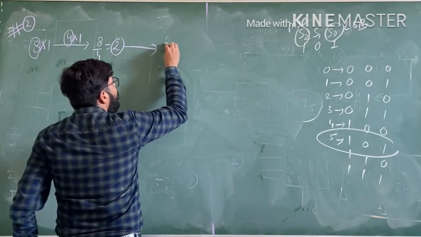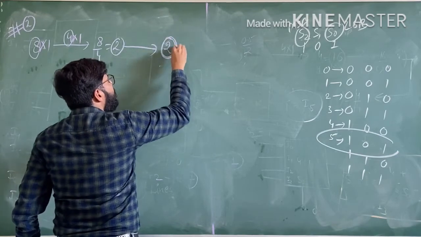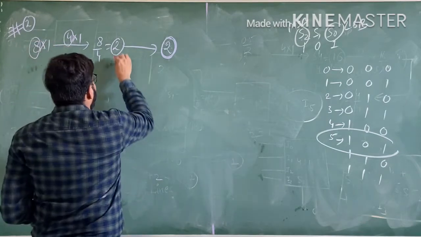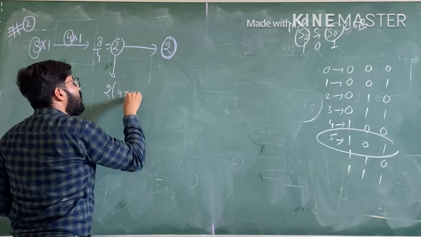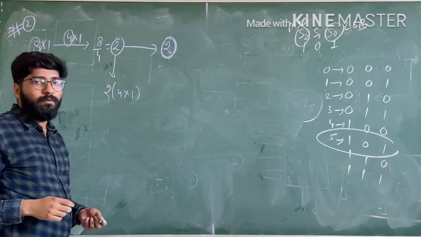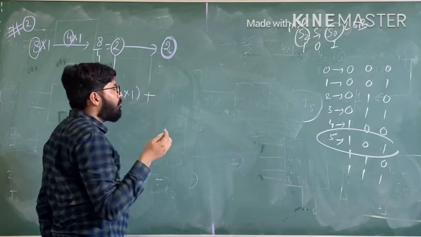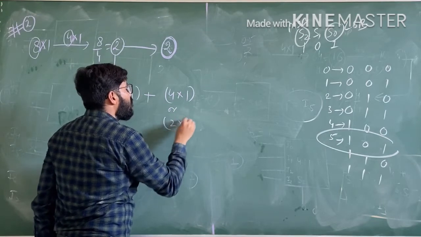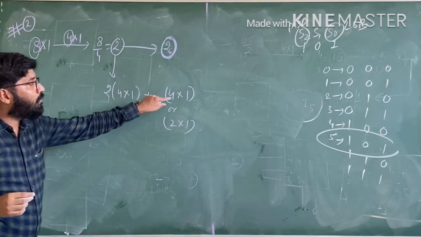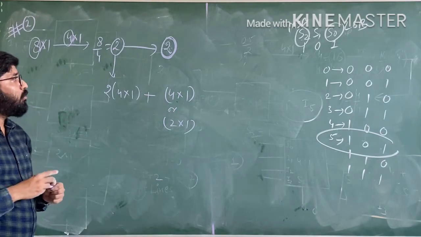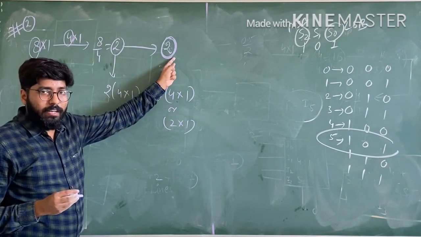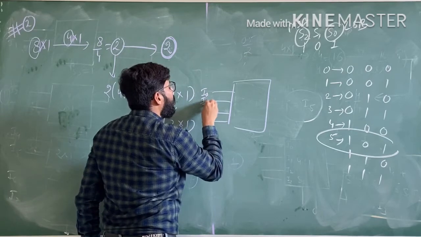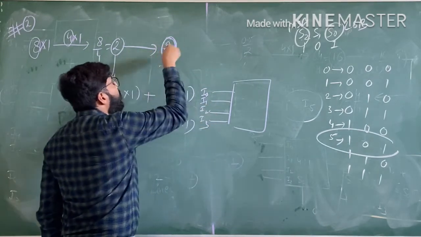If the remainder becomes less than 1, then for these 2 inputs you can use a 4 cross 1 mux, or you can use a 2 cross 1 mux. Suppose you use 2 4 cross 1 muxes. For this 2, you require 1 additional mux, that is a 4 cross 1 mux. Either you can use a 2 cross 1 mux also. Because in the 4 cross 1 mux there are 4 input pins, but you have to use only 2 input pins. Suppose in the 4 cross 1 there are 4 pins, I0, I1, I2, I3, but we have 2 inputs only.